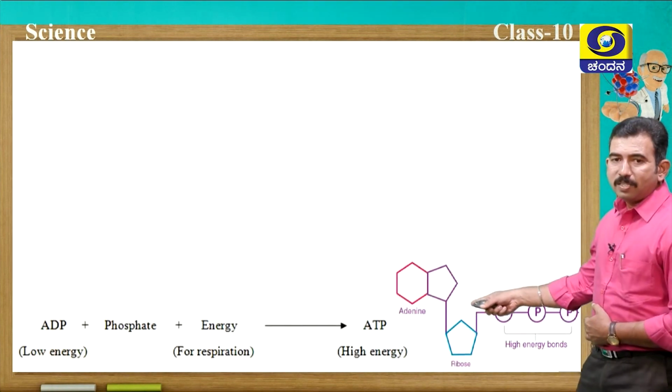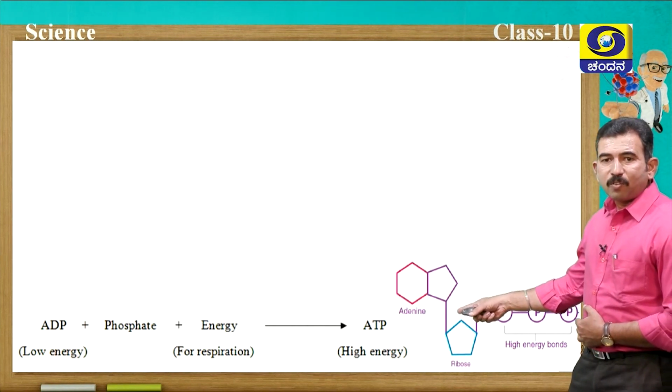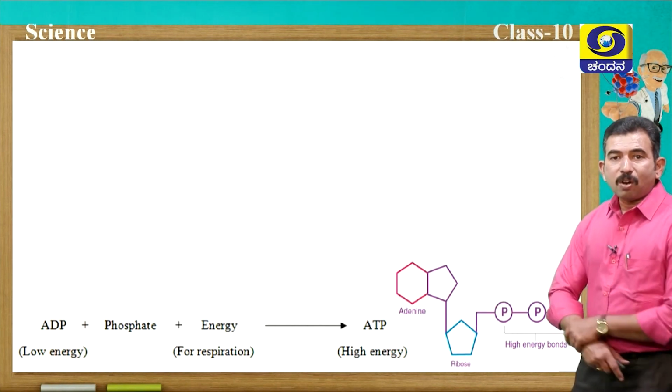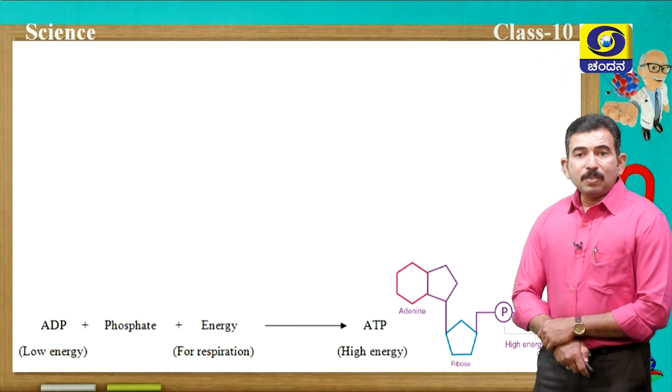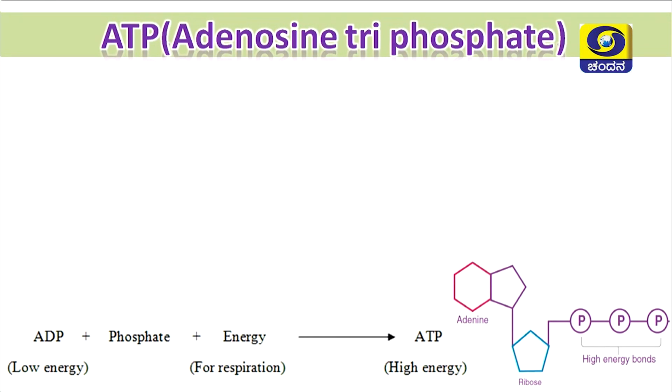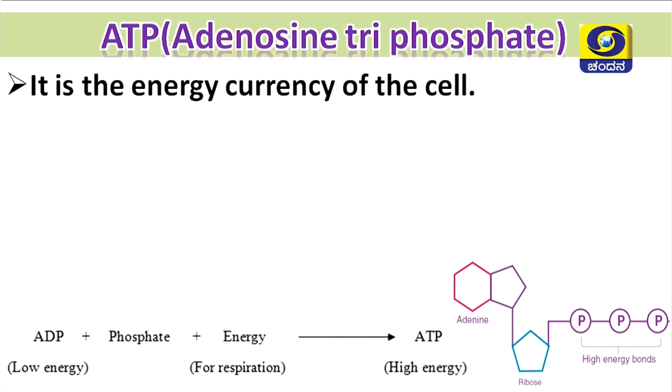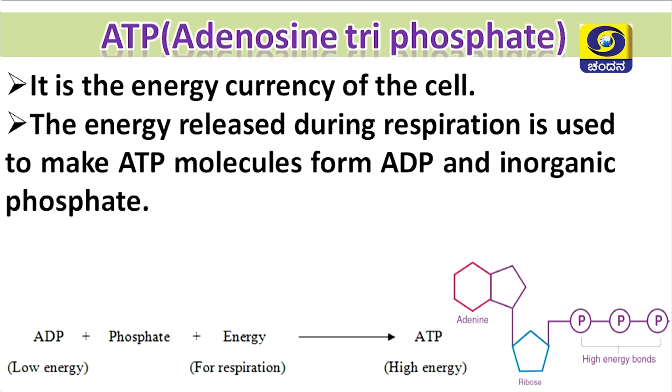Can you tell me what this structure is? Of course, this is the structure of the ATP molecule. The energy which is liberated during respiration is stored in the form of ATP. The full form is adenosine triphosphate, and this ATP is considered the energy currency of the cell. The energy released during respiration is used to make ATP molecules from adenosine diphosphate and inorganic phosphate.